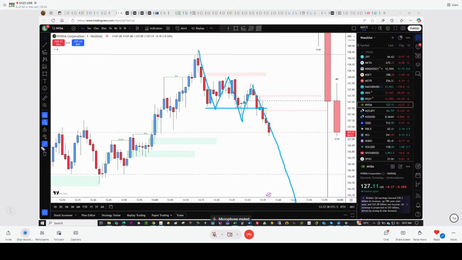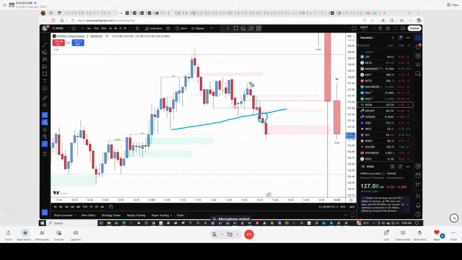And if we drew a Tom DeMark demand trend line, that would substantiate that move there. Yeah, that would substantiate going short. Yes, right there. And so you could do the closure of the candle below the trend line, or you could do a retrace, and it opened and then retraced back up.